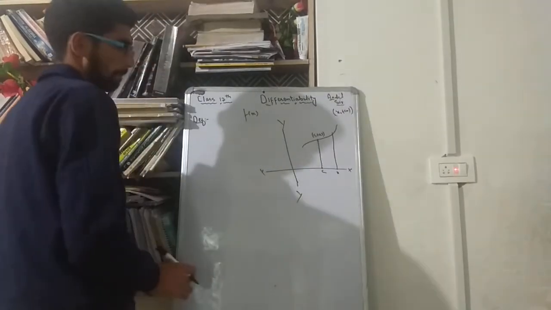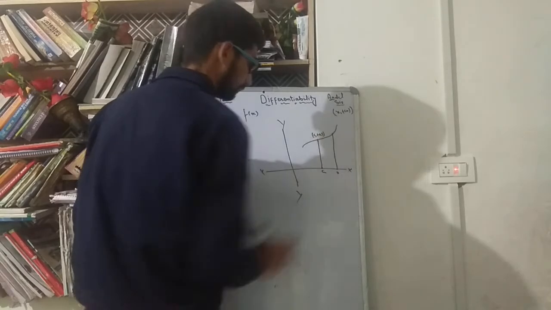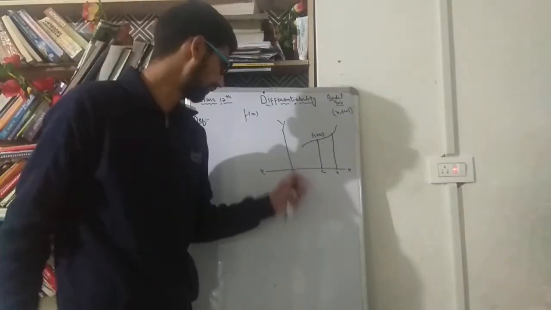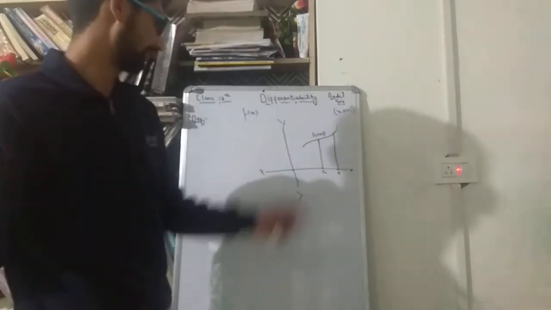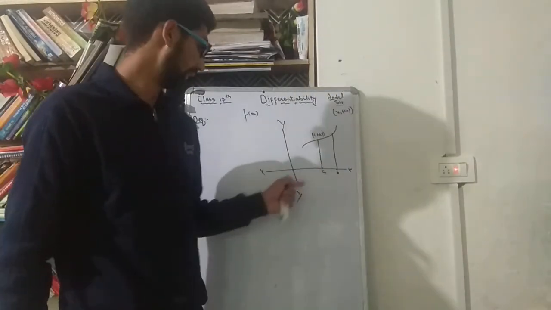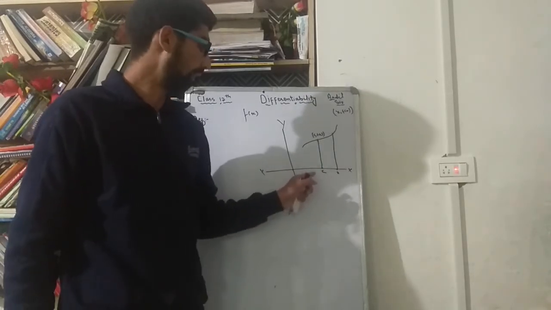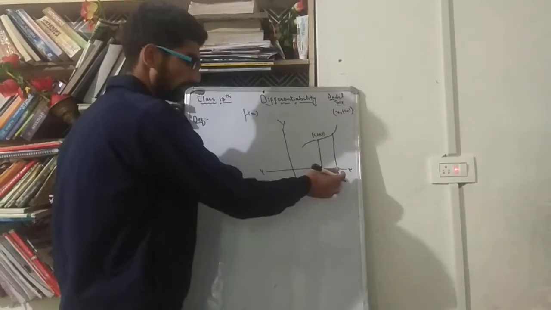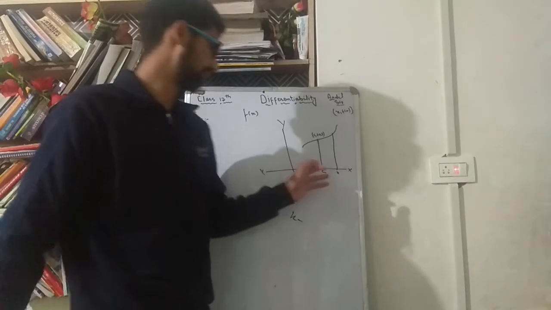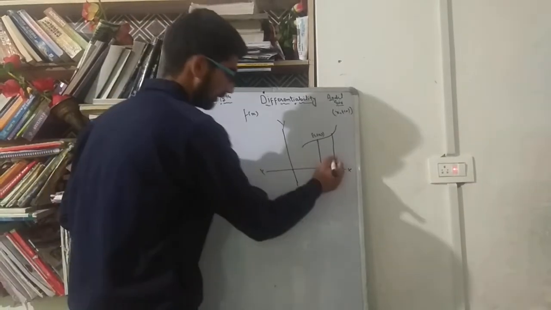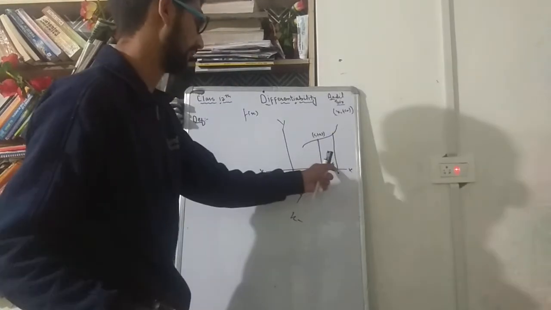Now I have the distance from the origin to this point equal to x, and the distance from the origin to the other point equal to C. If I subtract this distance C from the distance x, I will get the distance between C and x. So this distance is x minus C.